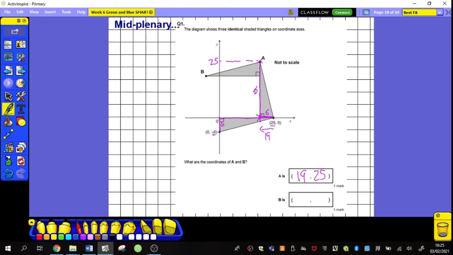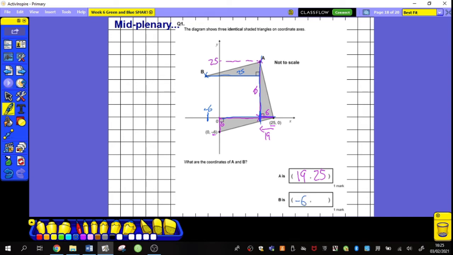Now let's have a look at B. Straight away, if I know that anywhere along this line is 19, and I know that this length here is the same as the one at the bottom, which was 25, then I can get to this point here, which on the x-axis would be there. So if I'm on 19 and I'm going to take away 25, I'm going to get to -6. So B must be -6 backwards along the x-axis.